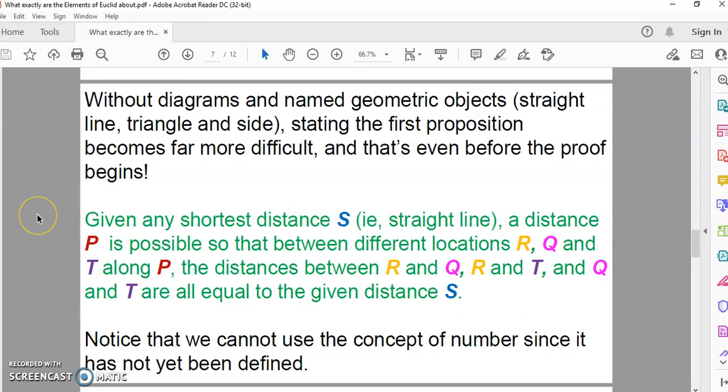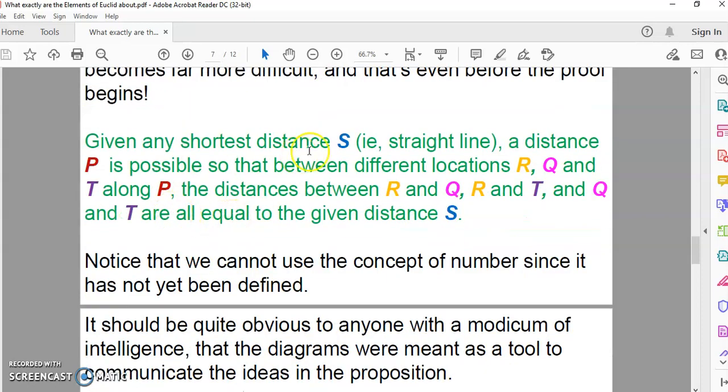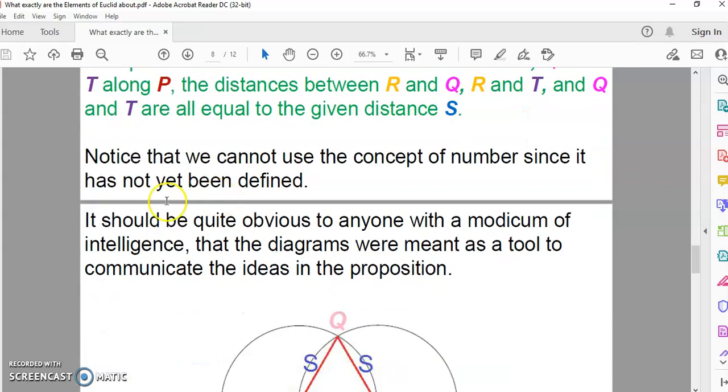So without diagrams and named geometric objects such as straight line, triangle, and side, stating the first proposition becomes far more difficult, and that's even before the proof begins. So, given any shortest distance s, that is a straight line, a distance p is possible so that between different locations r, q, and t, along the distance p, the complete distance p, the distances between r and q, r and t, and q and t are all equal to the given distance s. Notice that we cannot use the concept of numbers since it has not yet been defined. Okay, so you cannot talk about distance between any 2 points or anything like that.